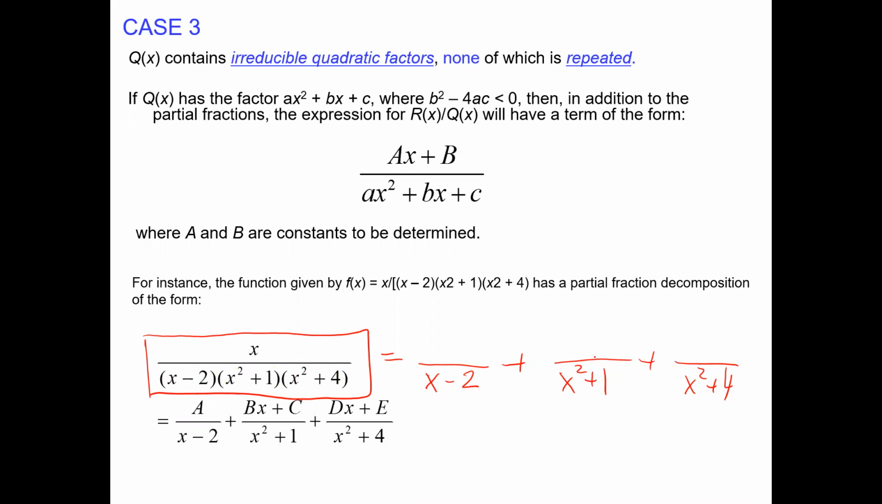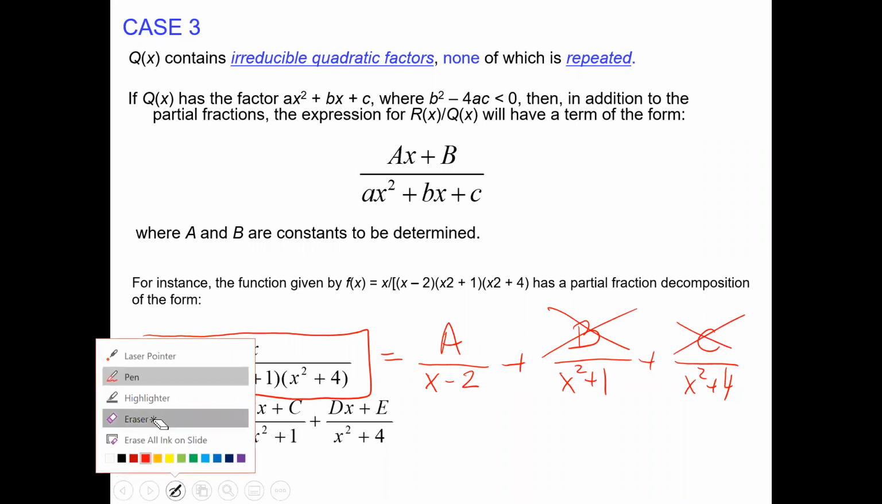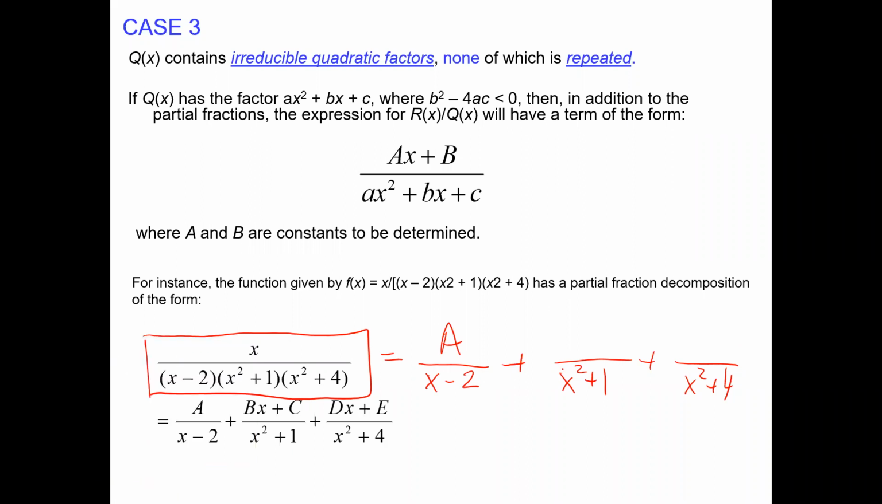Remember from case 1 and case 2, we put a constant A. However, above the quadratic one, we cannot just put constants like B, C. We have to put a linear expression, the whole expression, like mx plus b. Let's keep the alphabet in order: I will put Bx plus C, Dx plus E. And this is the way to set up the partial fraction.